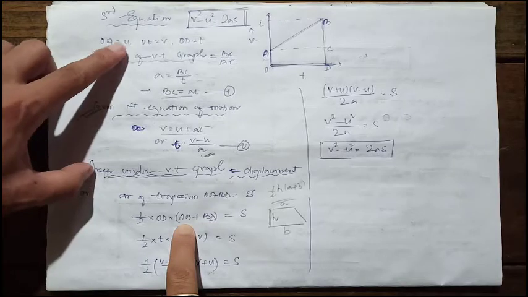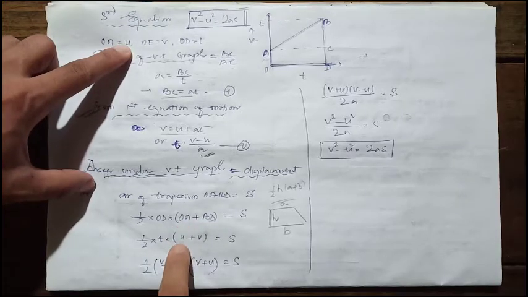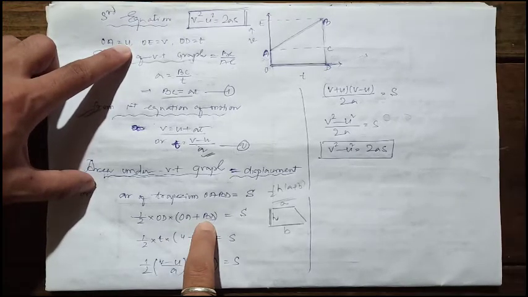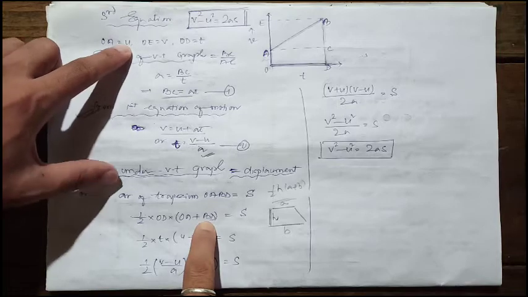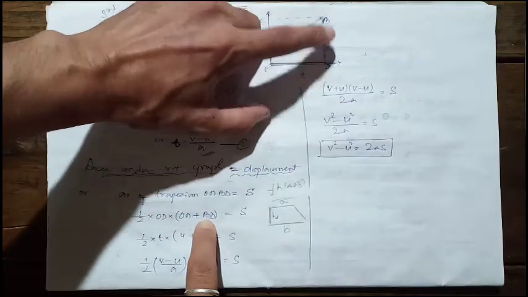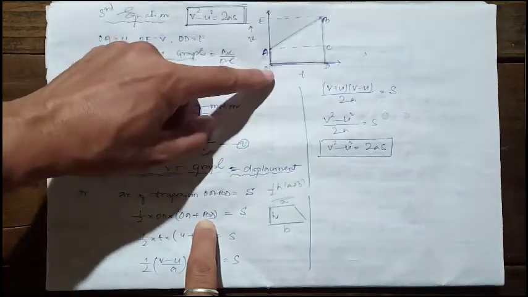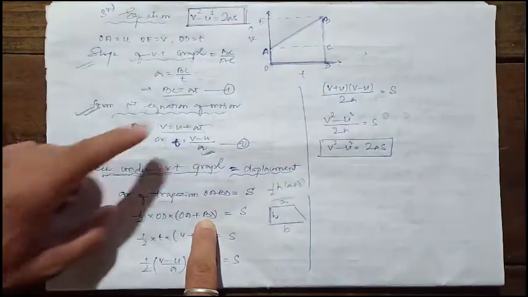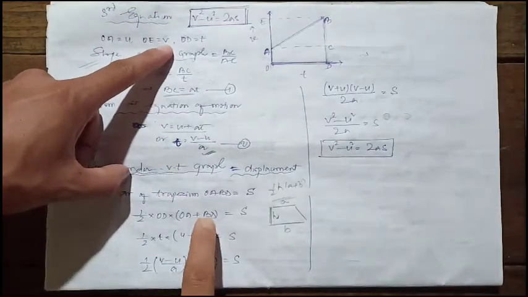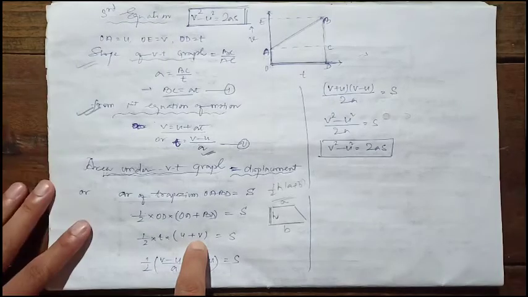OA equals how much? OA equals u. So OA can be replaced by u. BD, what is the value of BD from the graph? You can see BD. This BD equals OE, and this OE equals v. That means this BD can be replaced by v.